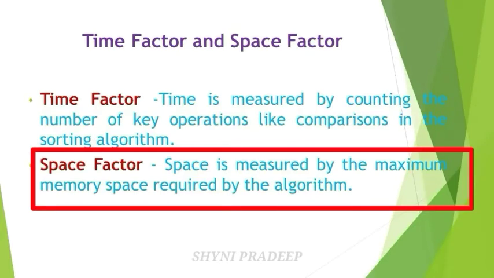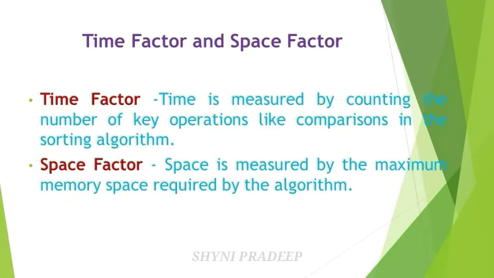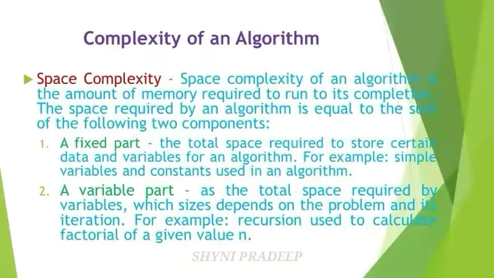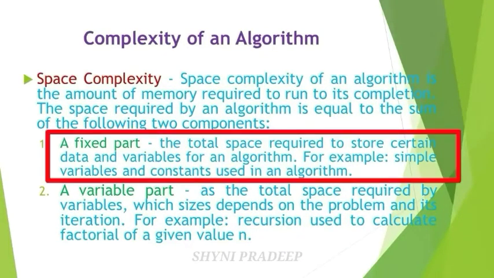Okay. Space factor means space is measured by the maximum memory space required by the algorithm. That is called the space factor. Okay. The space complexity has two components. What are they? First one is fixed part. Second one is what? Variable part.